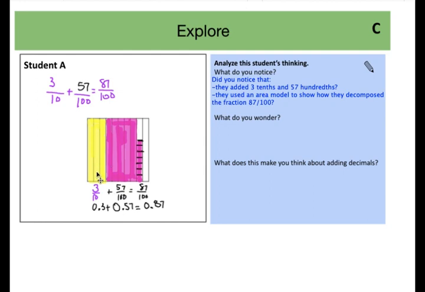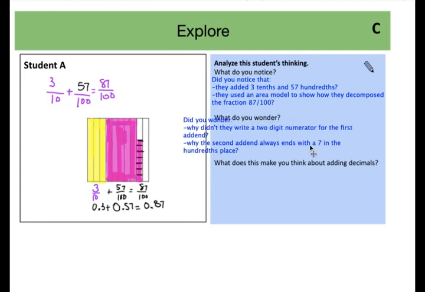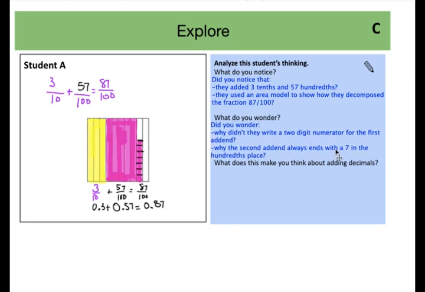So you'll notice they shaded in 3/10. I wonder if they just decided, I'm just going to shade 3 and figure how many more I need to get to 57 hundredths. What else did you wonder? Did you wonder why they didn't write a 2-digit numerator for the first addend? Like 12/10. Why didn't they write 12/10? Could we write 12/10?